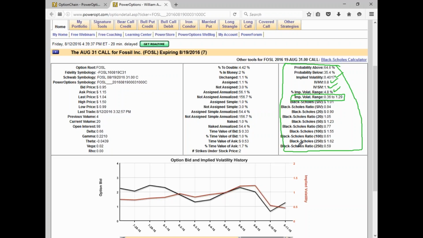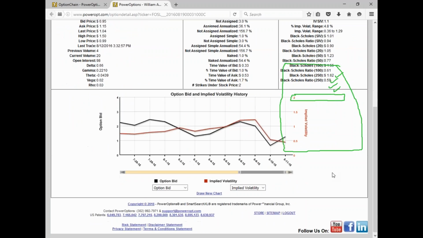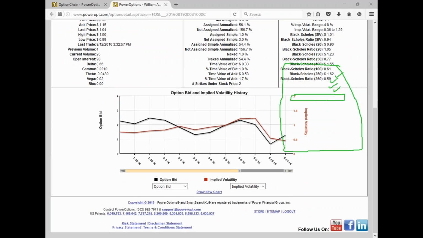And in addition to that, if we scroll down below, on the quotes page, you have a historical chart of options. The default is comparing the option price versus implied volatility. Implied volatility is in the red. Earnings, of course, came out on 8/9, so we have this volatility crush from 1.22 down to 0.53, and it's dropped down to 0.44. And that's why we're only at 4.8% of the implied volatility range of this option.